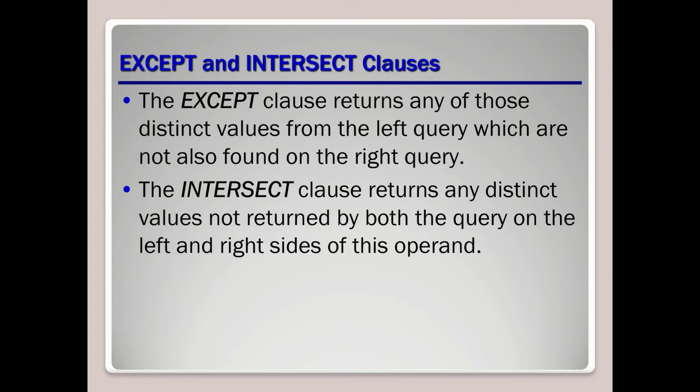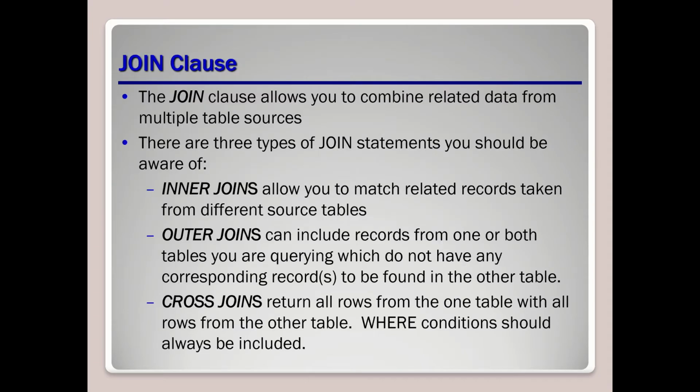Then you have your join clause, which allows you to combine related data from multiple table resources. There are 3 types of join statements you should be aware of. Your inner joins allow you to match related records taken from different source tables. Your outer joins can include records from one or both tables you are querying which do not have any corresponding records to be found in the other table. And in here you have your cross joins.